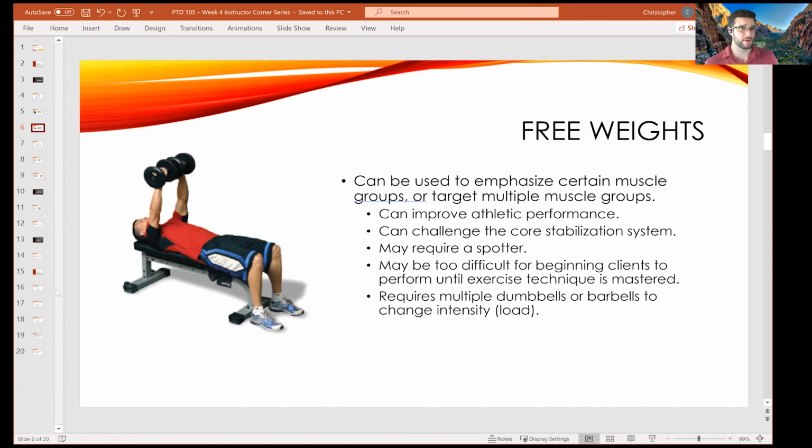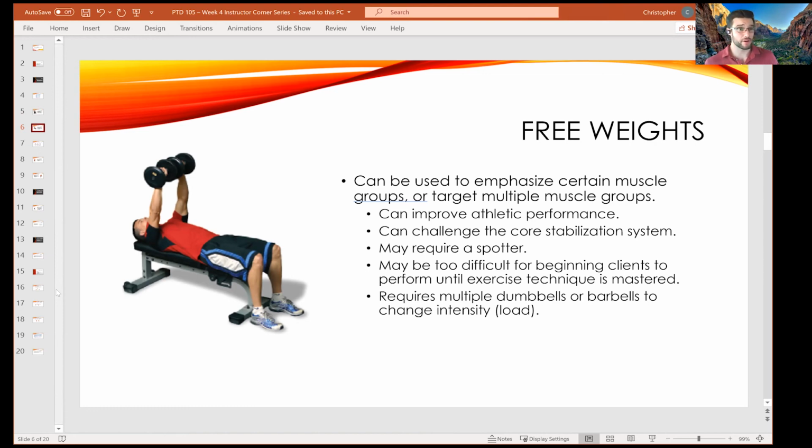They might oftentimes require a spotter, so we need to make sure that not only are we training our clients effectively in technique and safety, but also that they have a training partner or an individual who can step in and help them when they're performing higher levels of training with heavier weights.